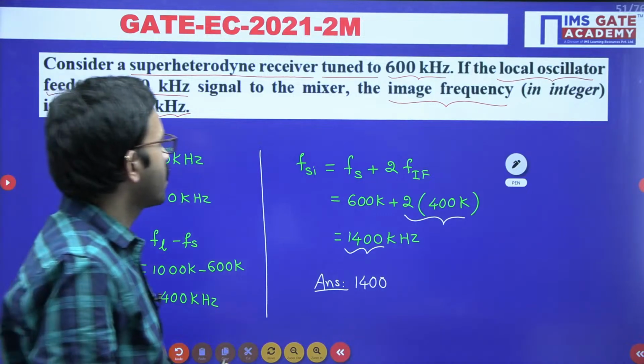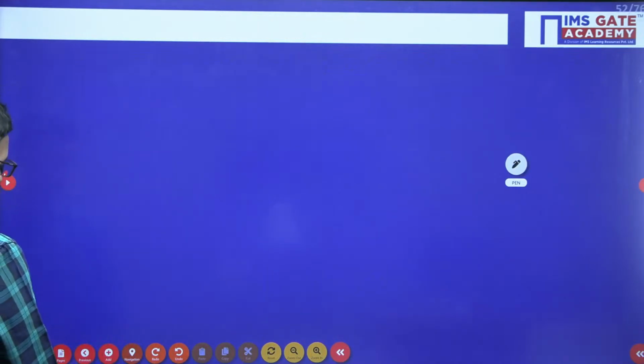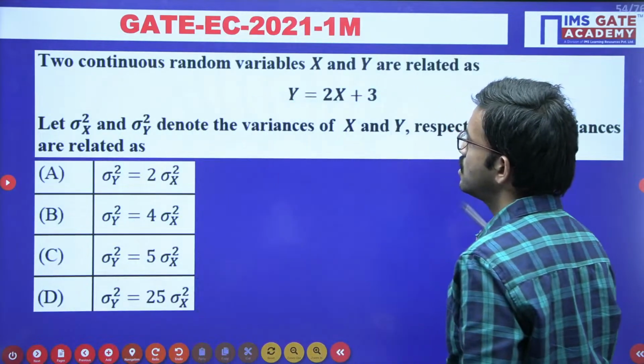Okay, I hope it is clear for everyone. So now let us move on to the next question. All of you give a try. This is a question based on random variables.